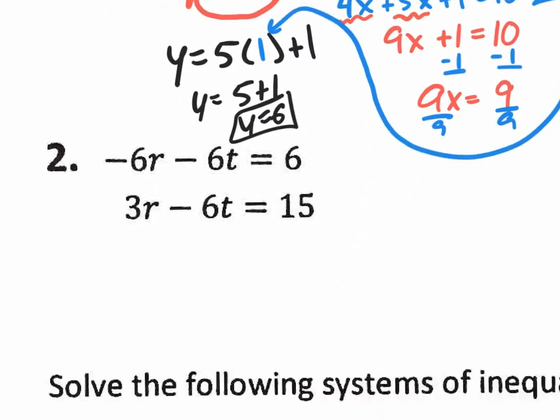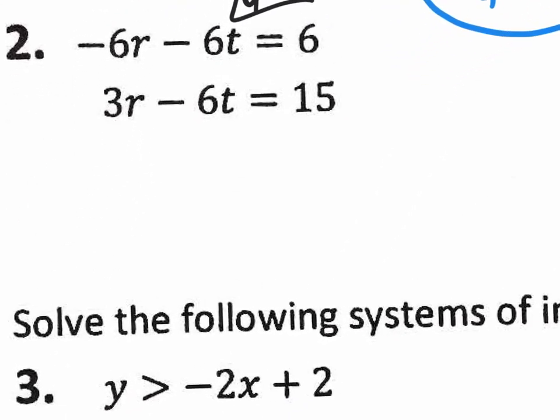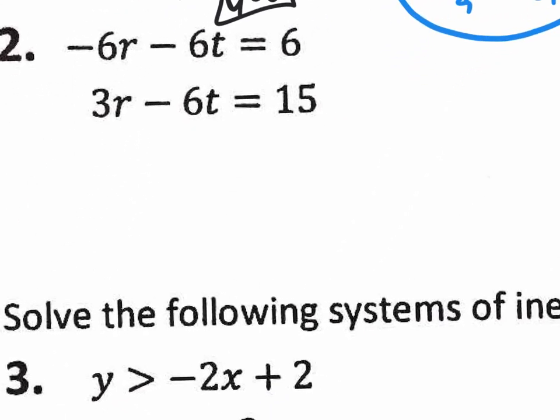All right, so let's try number 2 right here. It's another system. On this one, we're not going to use substitution. We're going to use linear combinations. I want either the r's to eliminate or the t's to eliminate. But if you just combine them right now, negative 6 plus 3, it doesn't cancel out. And negative 6 and negative 6, it doesn't cancel out. So you're going to have to modify maybe one equation or maybe both equations. I want to modify one equation only. And you have to decide what you want to cancel out first.